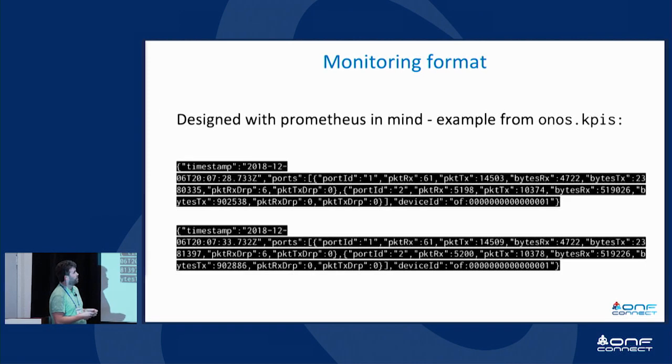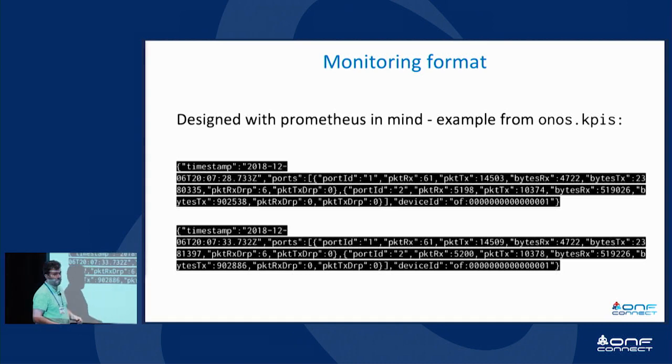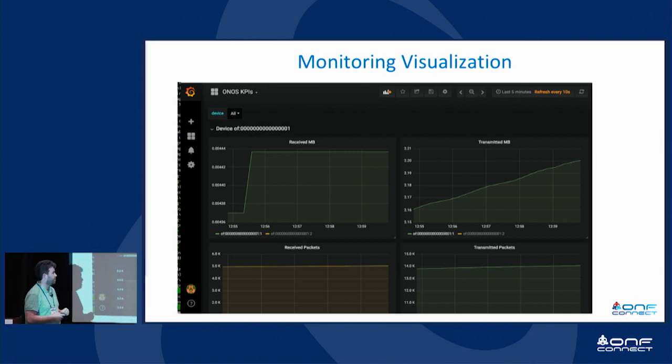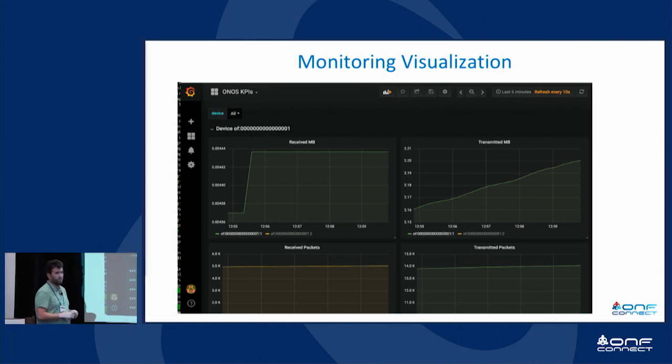Pretty similar. The monitoring format, they're not log messages. They're usually designed to be in a format that is designed with Prometheus in mind. So for example, these are things out of the ONU events, or ONU KPIs, packet send and receive. And these end up getting visualized in Grafana. So you can see increasing amounts of traffic and various things given per the OpenFlow ID of the different ports.